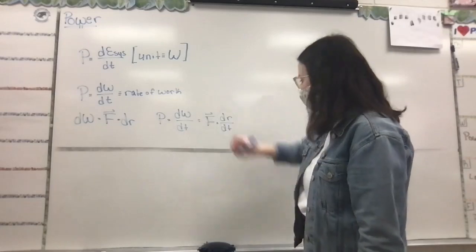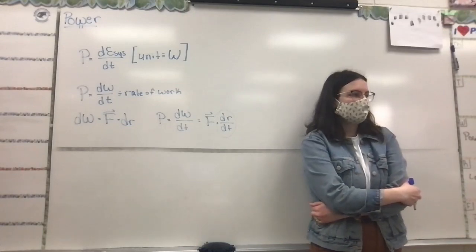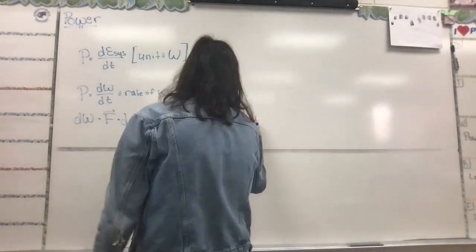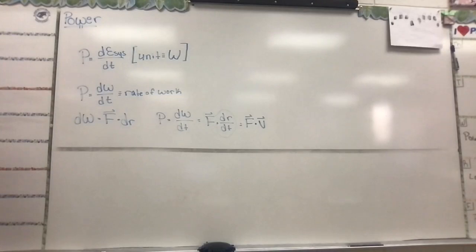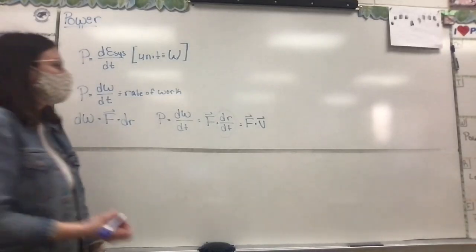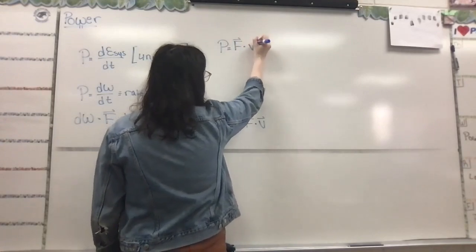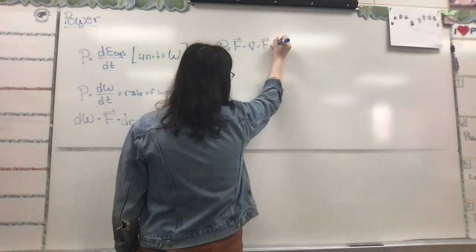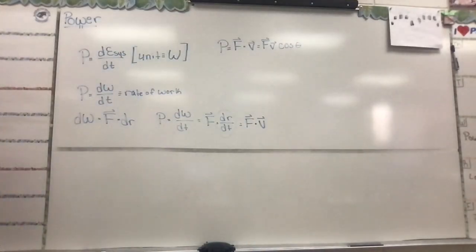You guys, do you remember what this represents? Okay, it's the derivative of position, right? What's the derivative of position? Velocity. Velocity, awesome. So that means that this can be written as F dot V. So the first equation that we are deriving for power is that power is equal to F dot V, which means it's equal to F V cosine of theta. Okay. Yeah, we just did all of this to get to that. But we got there, and we did it.